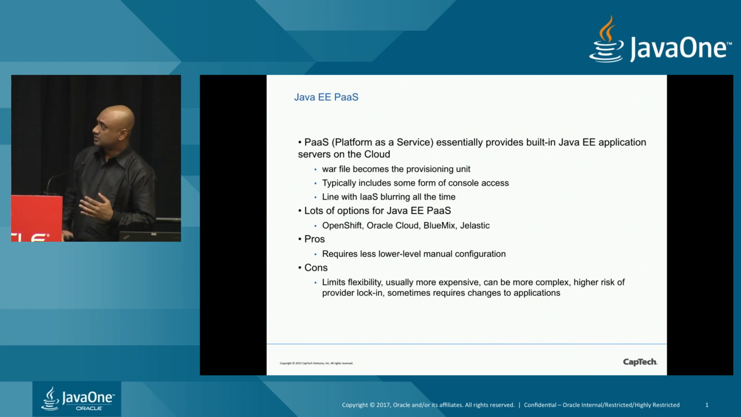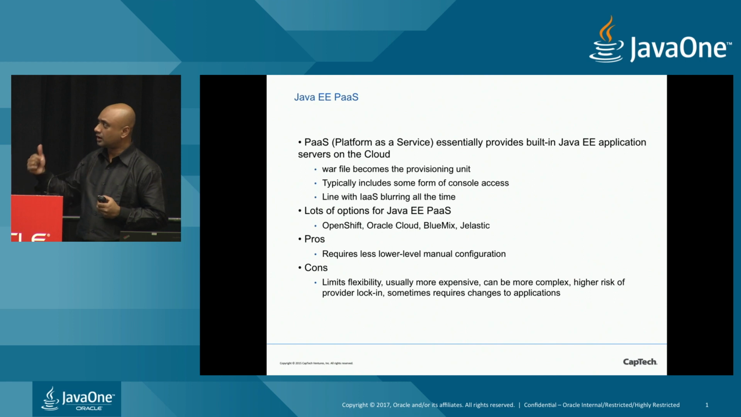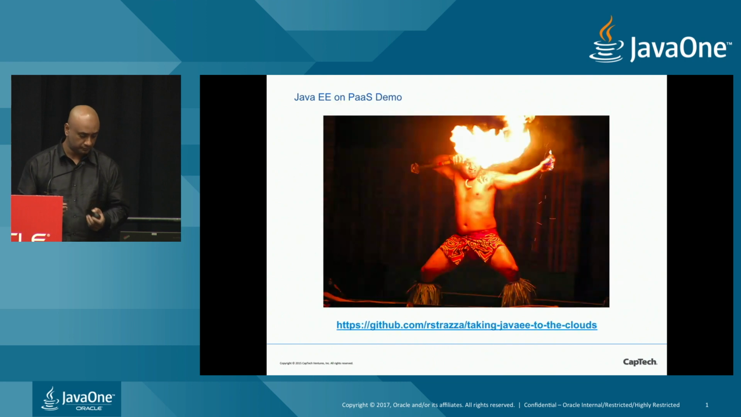So basically what happens here is that your deployment unit really becomes just point and click, set up your server, and you just deploy your WAR file, and that's basically your deployment unit. Typically it'll come with some kind of console access that you can manage your application with. And of course, yet again, there are a lot of Java EE PaaS solutions available: OpenShift, Oracle Cloud, BlueMix, Jelastic, and ASAP. Also, again, I'm going to skip over the pros and cons. I think it's maybe beside the point, so that we can get to the demo, and Rodrigo can dig into a bit more of the details here.